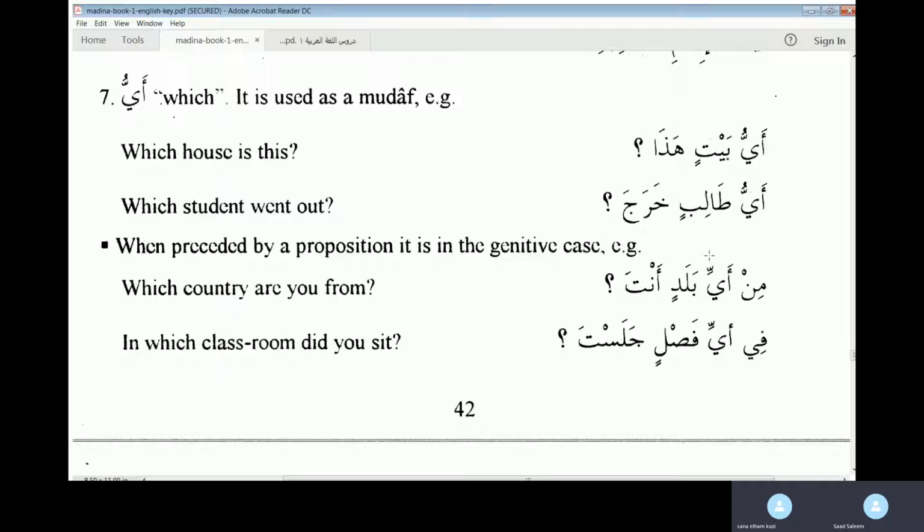Example, min ayi baladin anta, which country are you from? In which classroom did you sit? Fi ayi faslin jalasta. So ayu changes into ayi because of the harf jar.